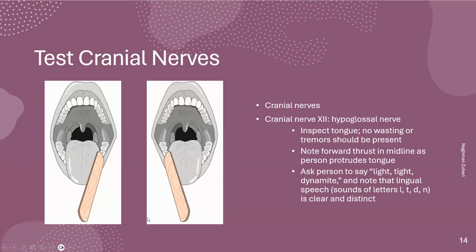Then comes the cranial nerve 12, the hypoglossal nerve. Inspect the tongue. No wasting or tremors should be present when the person is bringing the tongue outside or saying ah. Note forward thrust in midline as the person protrudes. Check that when they thrust the tongue forward, there is no deflection on either side. The tongue will deflect towards the weaker side.